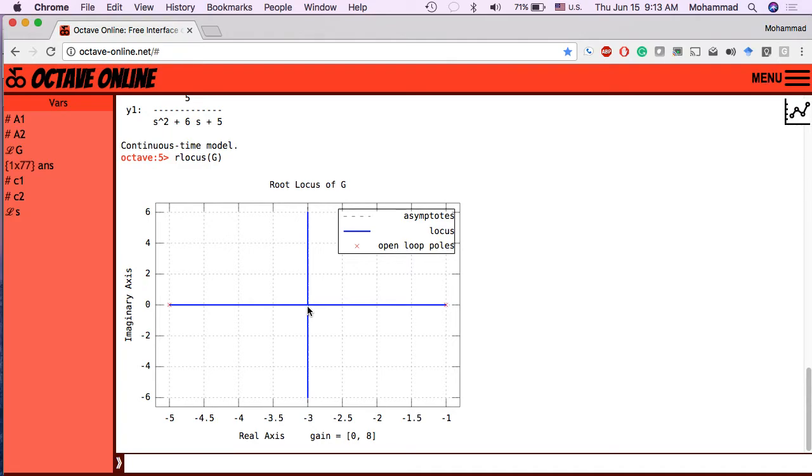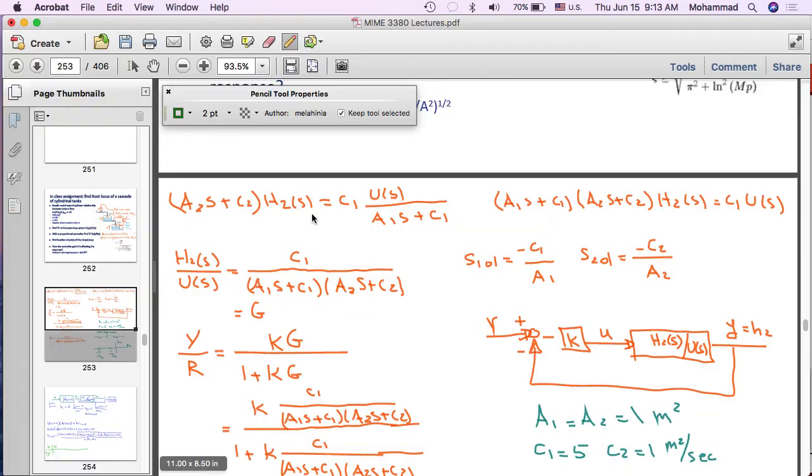Now what will happen if you increase K even further? If you increase K even further, each of these two poles will start moving away on a line that is parallel to the imaginary axis. So one of them moves up, and the other one moves down. So basically beyond K of 0.8, you'll start having a pair of complex conjugate poles.